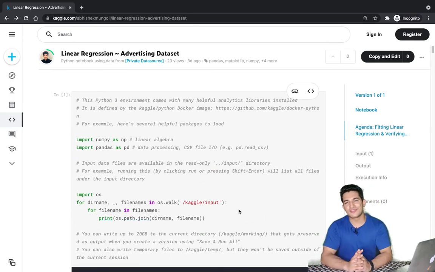So with that, we have completed our linear regression series where we looked at all the aspects of linear regression and finally did a practical example to test our understanding.